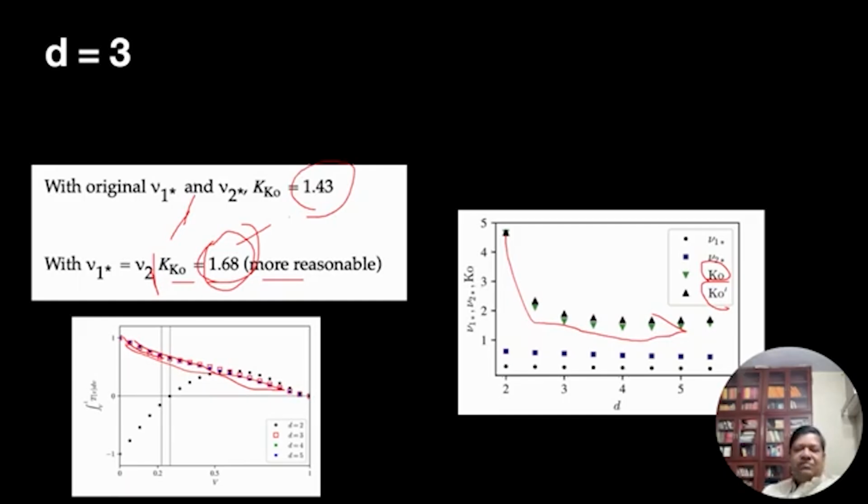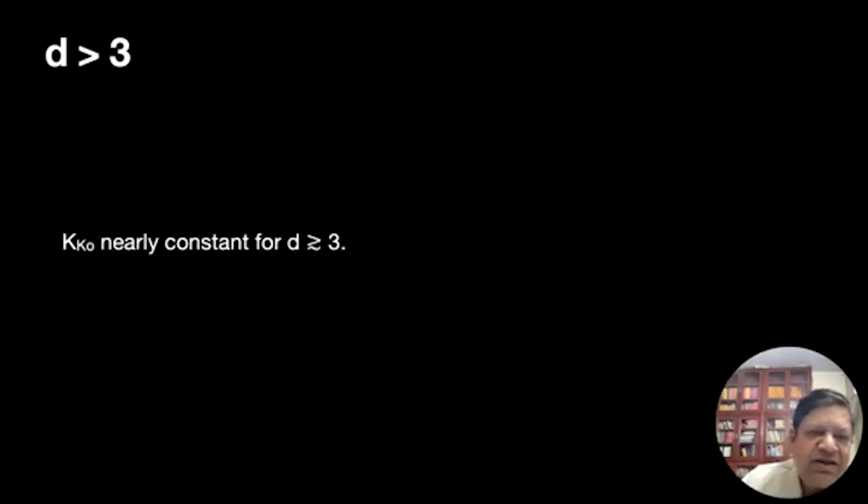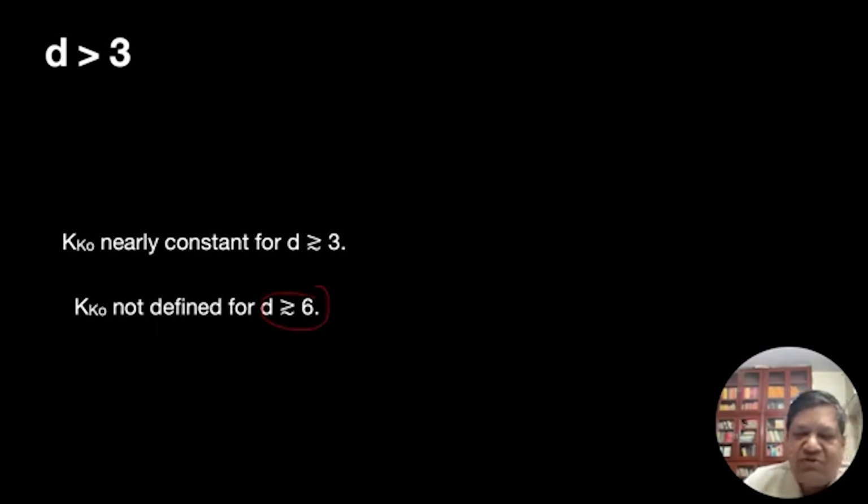So it seems okay. Now for D greater than 3, the Kolmogorov constant is nearly constant for D greater than or equal to 3. And this Kolmogorov constant is not defined for D greater than or equal to 6 because nu1 star is not defined. Nu1 squared becomes negative. So I believe for D greater than 6, fluctuations are possibly uncorrelated.